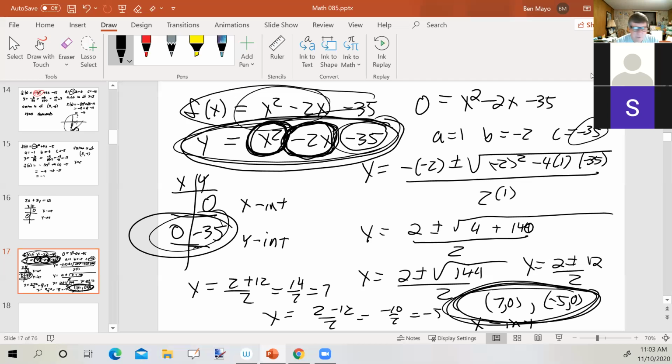Now, this is another case where, graphing in WebAssign, you only need the vertex and one additional point. If you were graphing not in WebAssign, just using graph paper and everything, you might be asked to find the vertex, the x-intercepts, the y-intercepts, and all of that information.